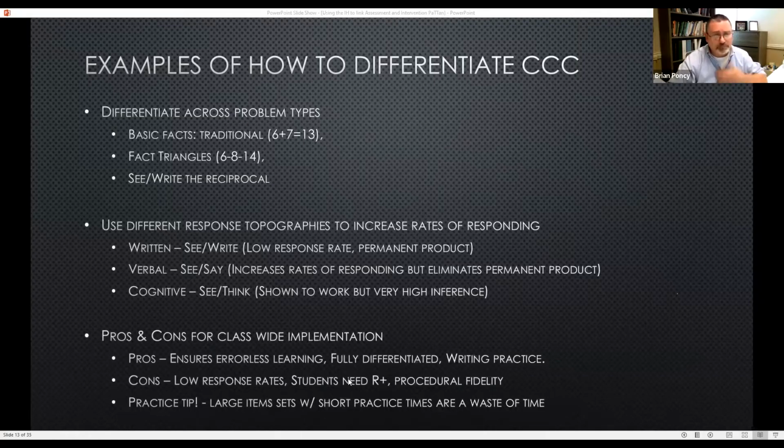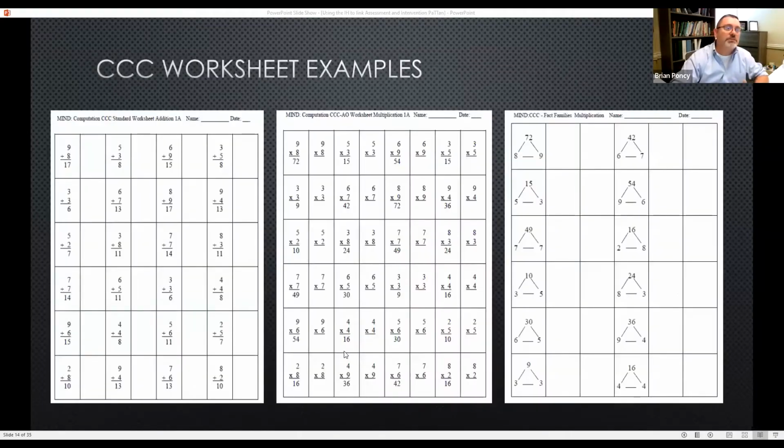Okay, now I have a website. It's free, and I have cover copy compare forms. And so if you're wondering who creates these, where do I get them? I have all of those things for you guys. Okay, so here are examples of the cover copy compare worksheets.